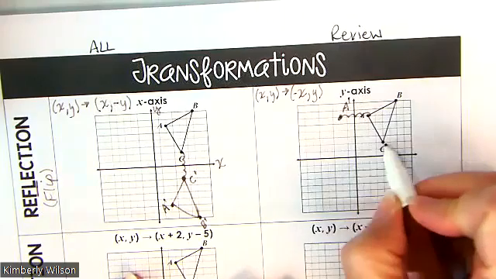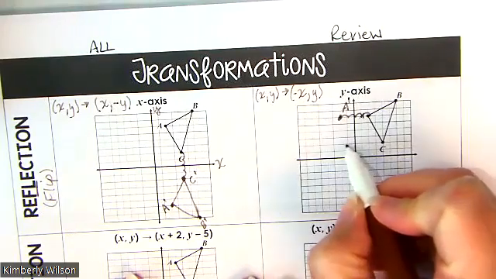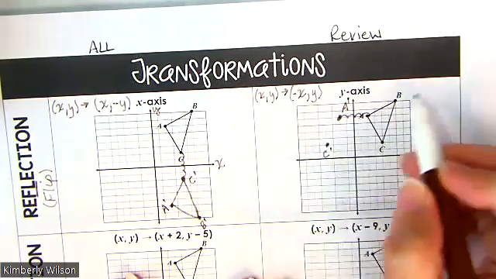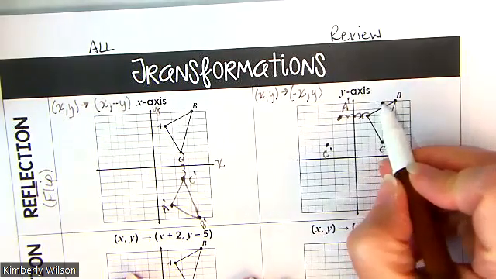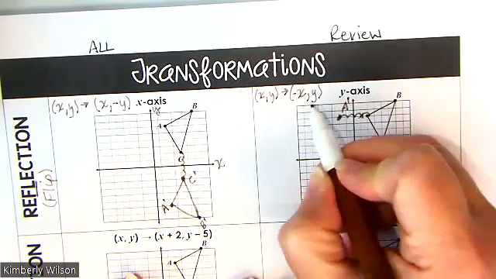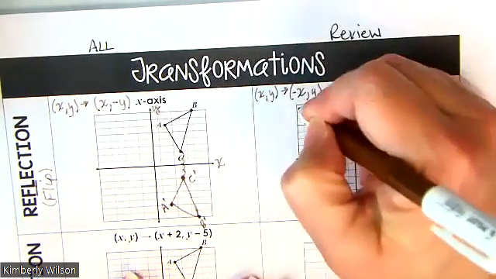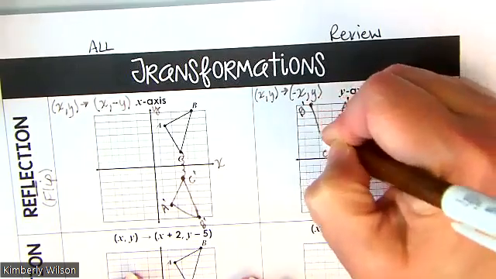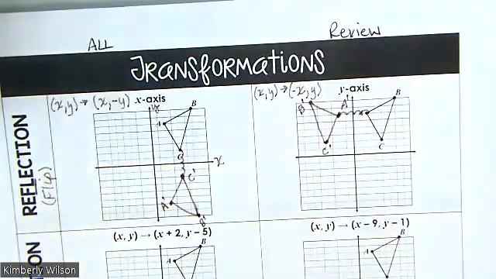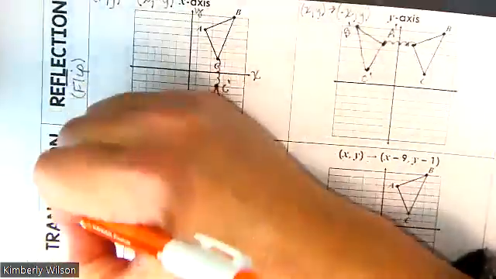So for C, this is at positive 4. So I'm going to go to negative 4. For B, this is at 2, 4, 6. So B is going to be at 2, 4, negative 6. And now we play connect the dots. And there are our figures. Next transformation. So that was reflections, where we flip.